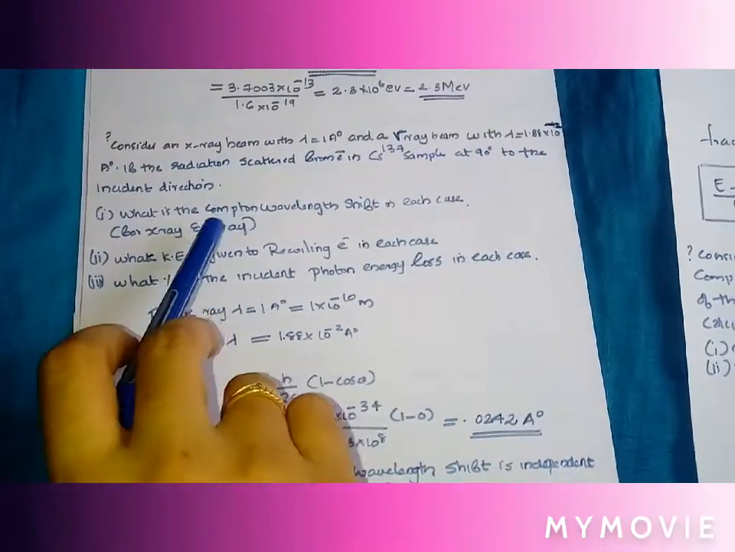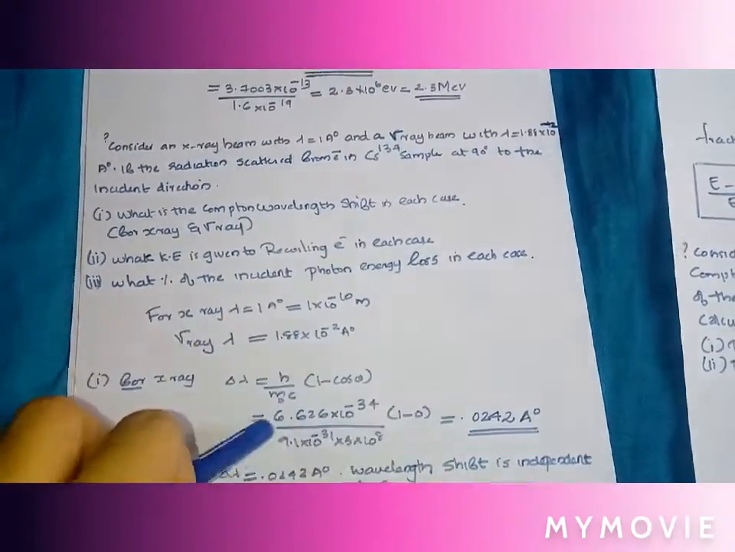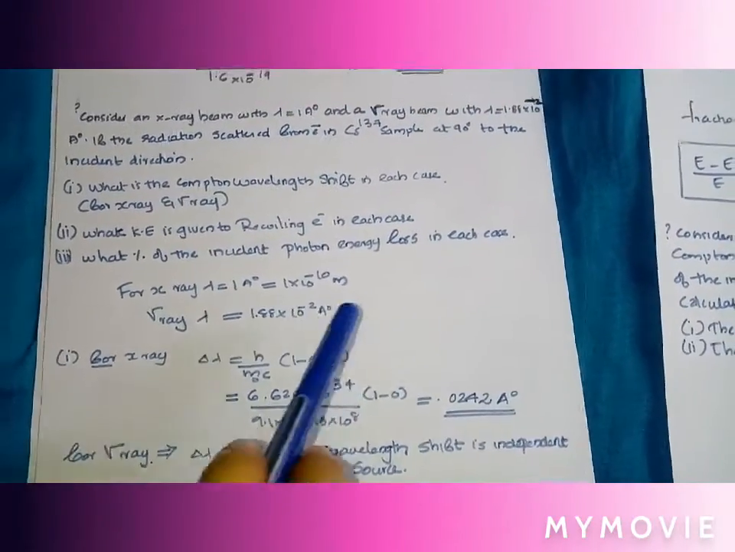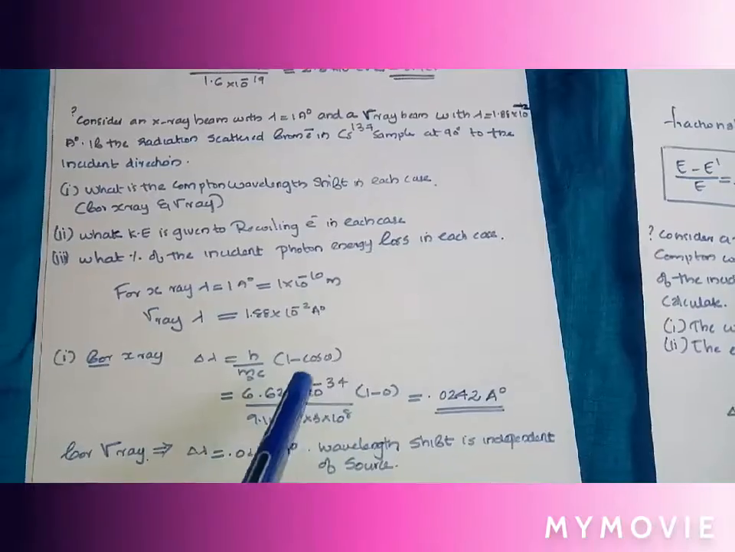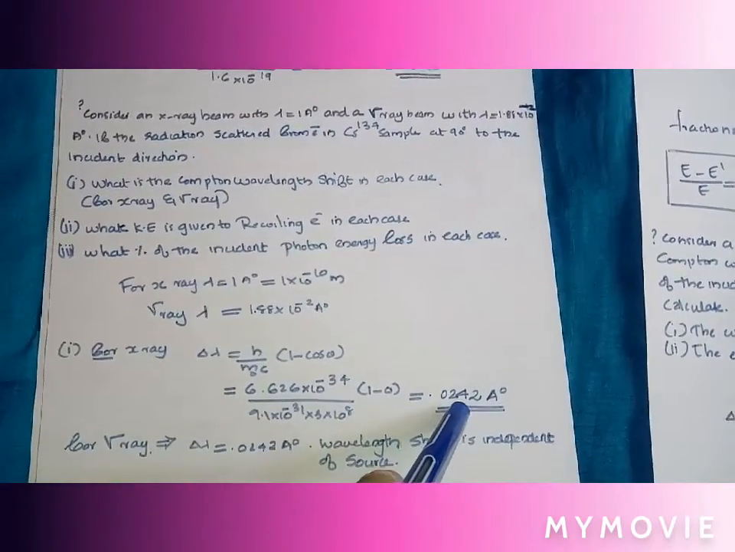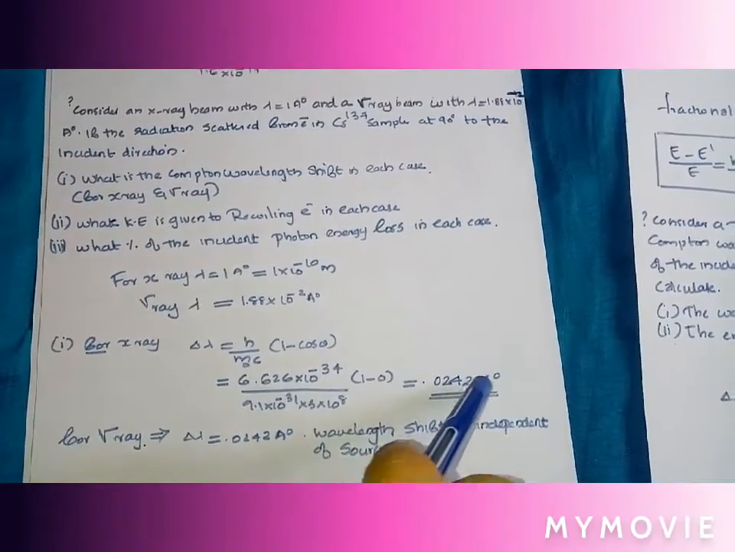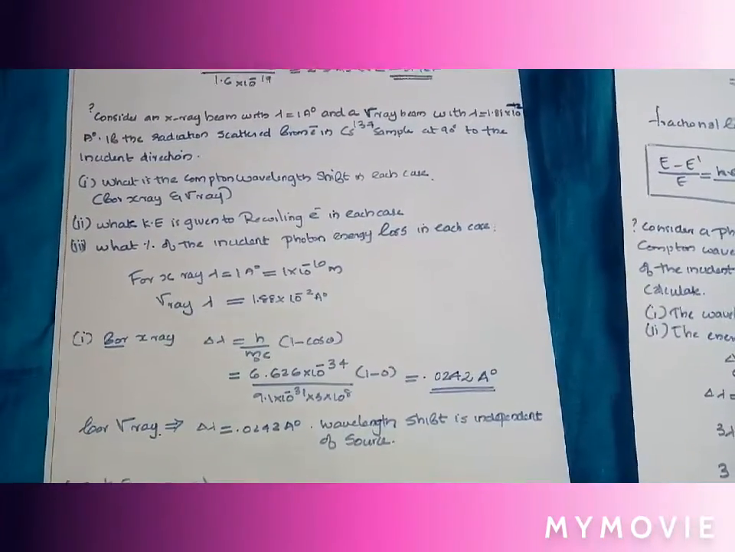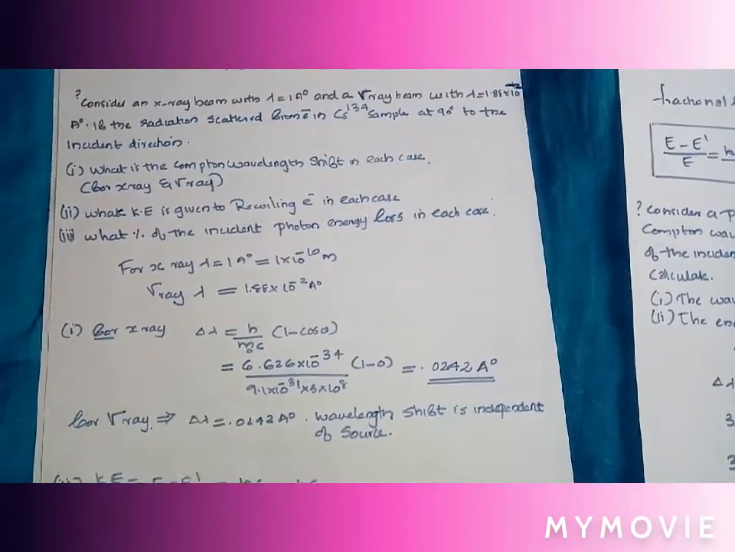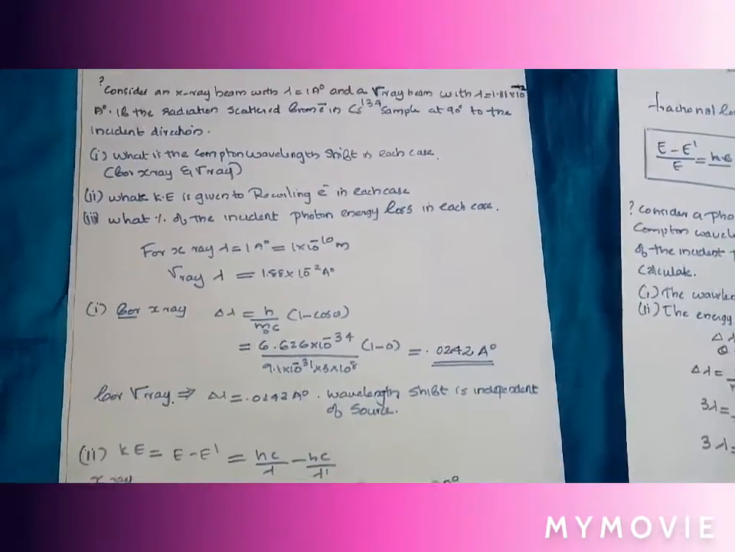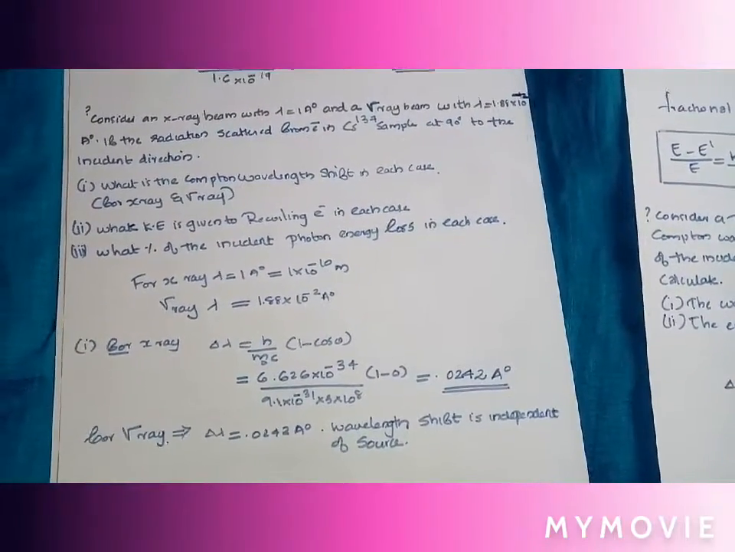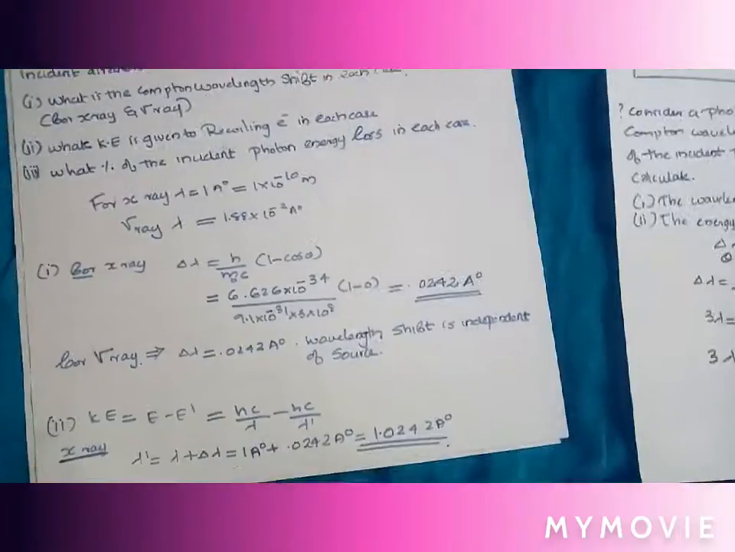For X-ray, we have to find the Compton wavelength shift for both cases, that is delta lambda is equal to h by m0 c into (1 minus cos theta). Theta is 90 degrees, given in the question, that is cos theta is equal to 0. So substitute the values, we get 0.0242 angstrom for X-ray. But for gamma ray also the Compton shift is the same, because the wavelength shift is independent of the source. If the radiation is different, the wavelength shift does not change.